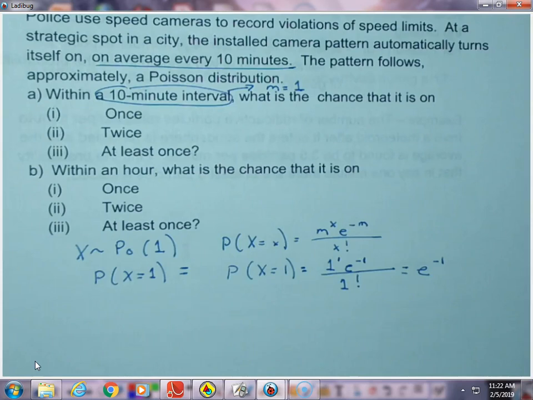So the two ones we have in this equation, I get that one of them comes from the average, and the other one is the x. The average is 1 because it said it came on average every 10 minutes. And if it said on average every 5 minutes, and the question stayed the same within a 10-minute period, would it be 2?